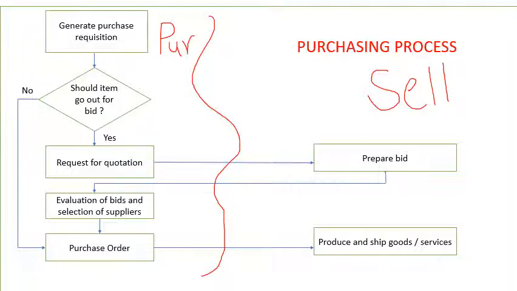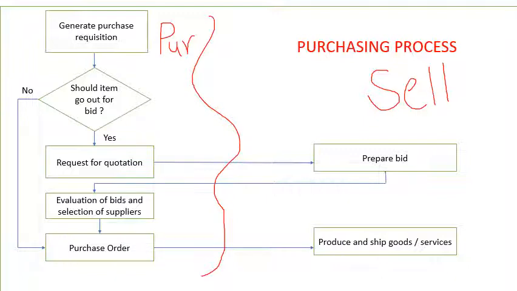So you can see here, generating purchase requisition, of course the purchasing organization will do. This decision is taken again by the purchase department. Should the item go out for a bid? Yes, then request for quotation, and the seller will prepare the bid and send it. The evaluation will be done by the purchaser. Purchase order will be issued, and he will send it. So who will produce? The seller will produce it.